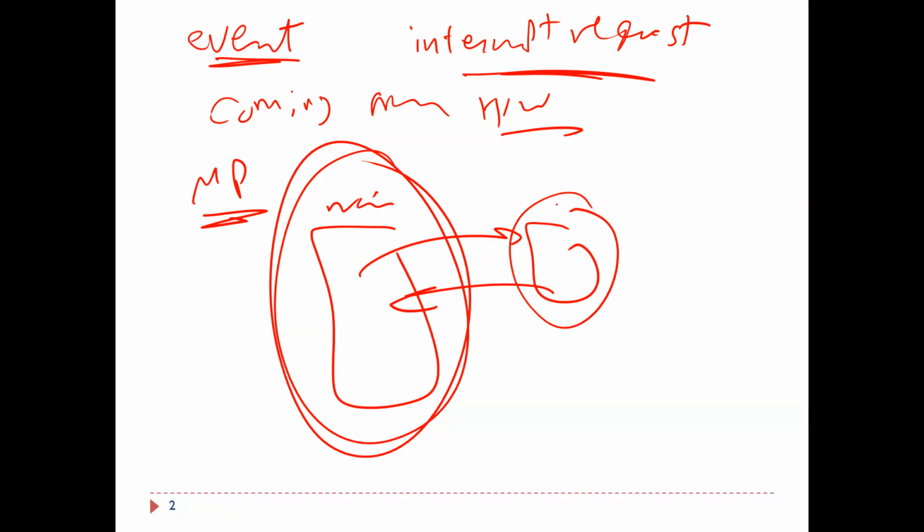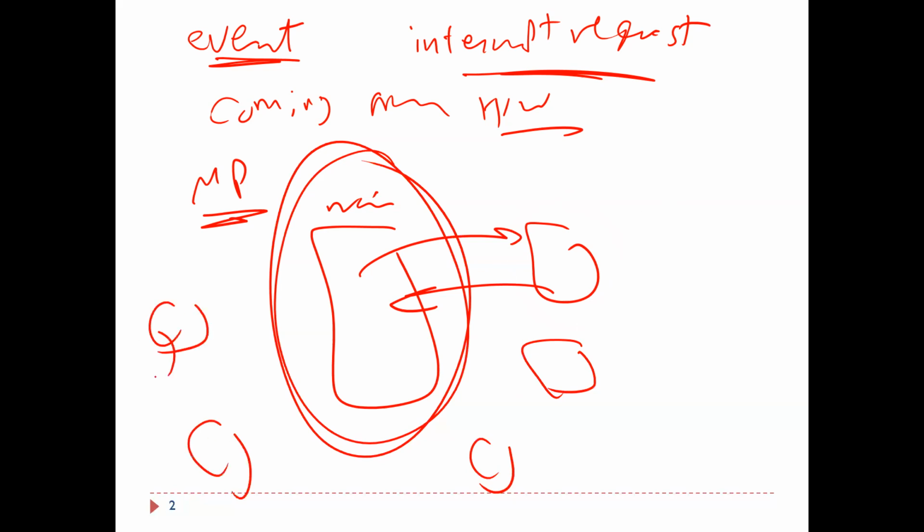We have several sources of interrupts. If an interrupt comes from here, go execute this one, come back. If an interrupt comes from here, go execute this one and come back. If you can do this fast enough, you will feel we are running several things at the same time. That is why, because of interrupts, I can run multiple tasks.